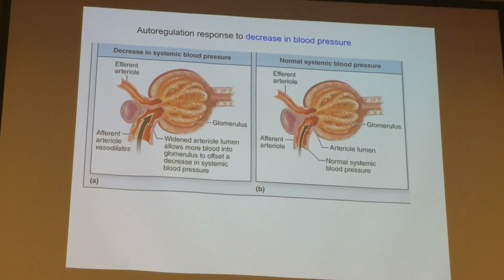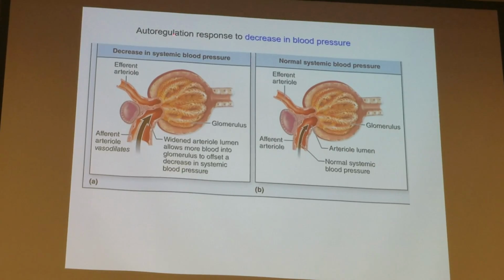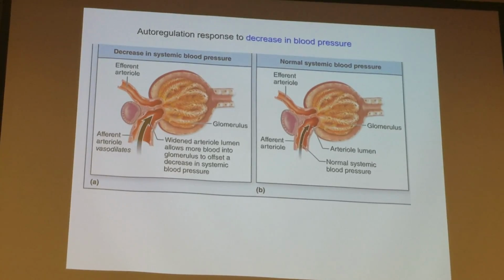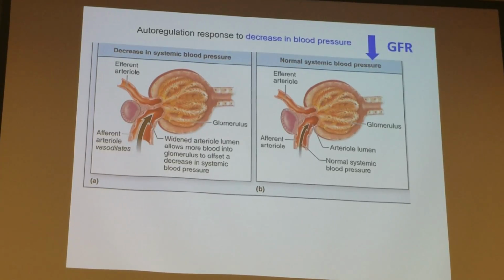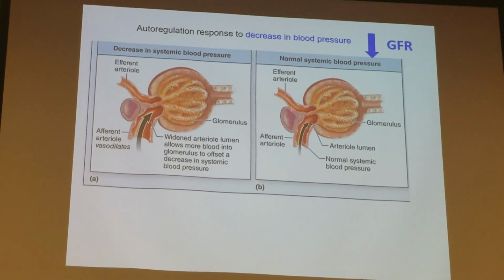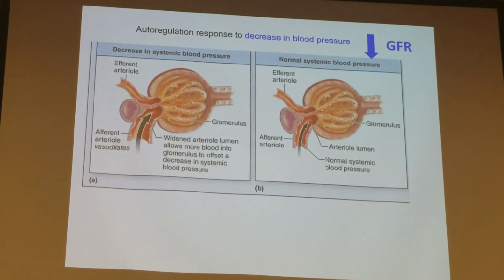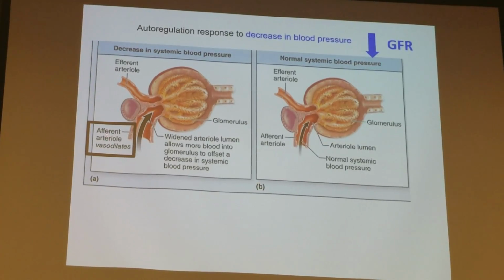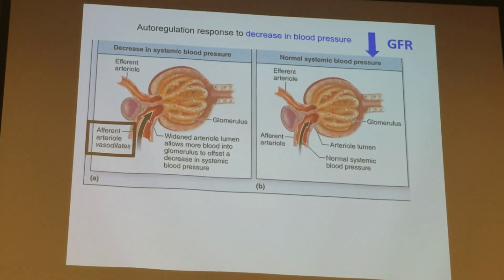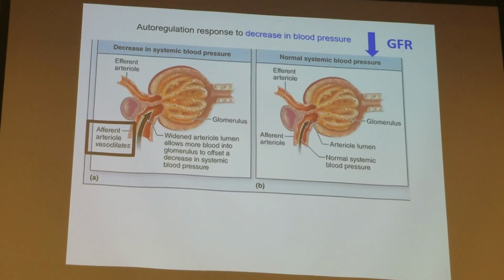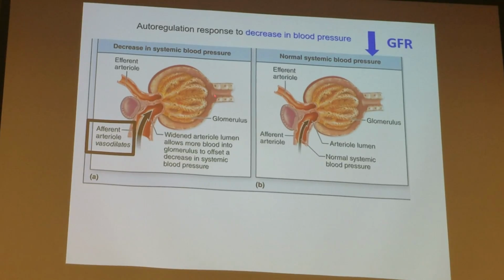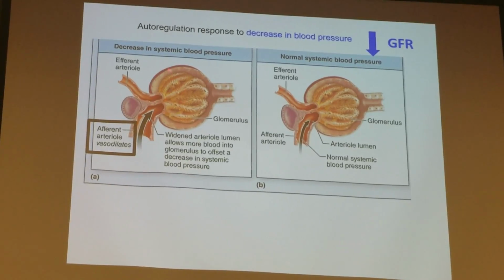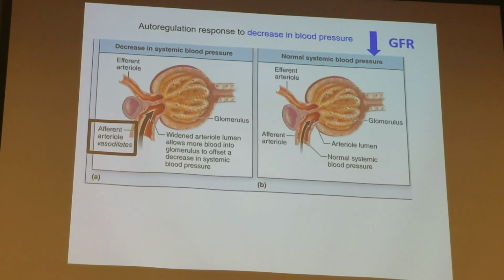Well, here's first the idea of autoregulation. Autoregulation responds to a decrease in blood pressure. What happens to GFR? It goes down, right? We want to fix that. So here's normal, there's your blood coming in. All we have to do is dilate the afferent. That brings in more blood volume. That itself increases the GFR. And if it didn't work, we simply do a little constriction of the efferent, make it harder for the blood to leave. That also helps increase GFR, and we have solved our problem.